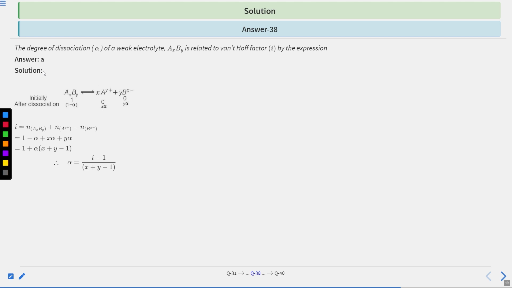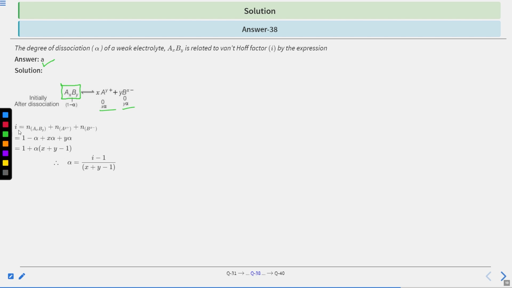Okay, so the correct answer is option A. So we have our weak electrolyte as AxBy, and on dissociating, it is giving x of Ay positive plus y atoms of Bx negative. Initially, AxBy is 1 and the products are 0 and 0. But after dissociation, let's suppose AxBy dissociates by alpha. So 1 minus alpha, and the product side is x alpha and y alpha respectively.